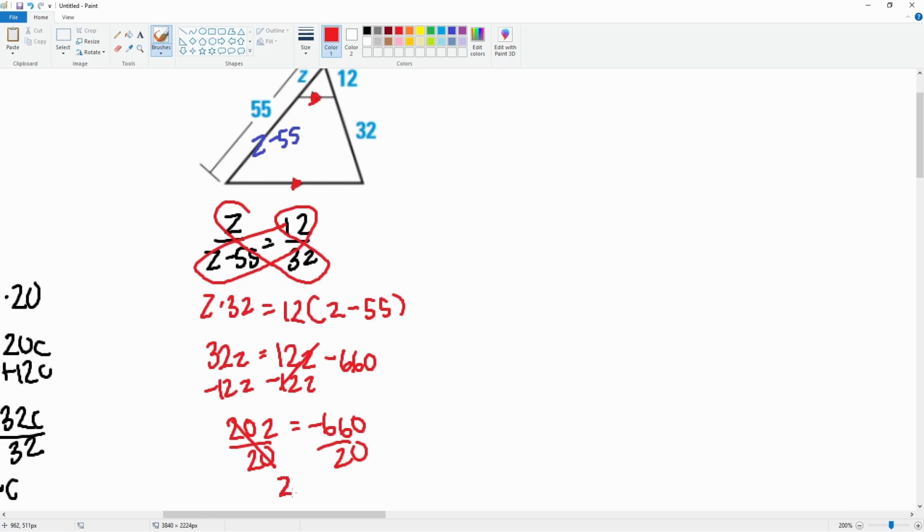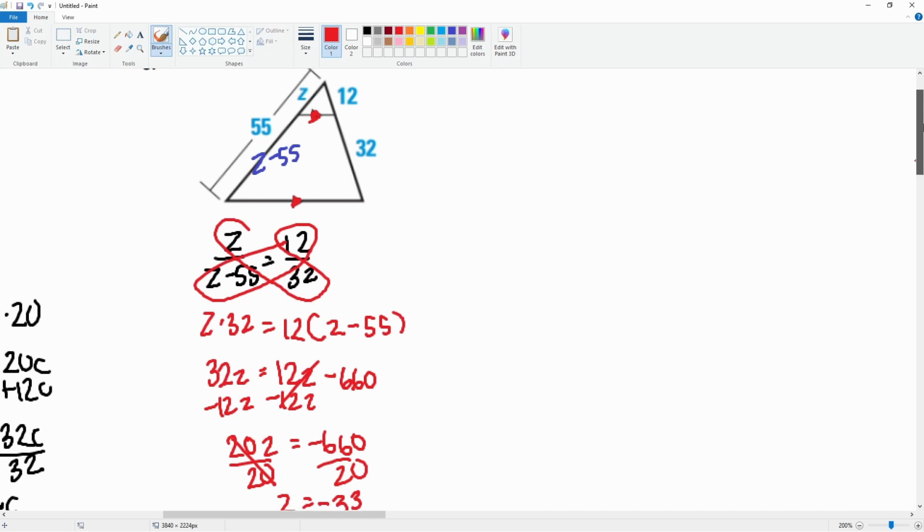This gets you 20z is equal to negative 660. Divided by 20 to both sides, this cancels. Z is equal to, it's negative, right? Negative 660 divided by 20. That gets you z is equal to negative 33. This doesn't look right. This does not look right.